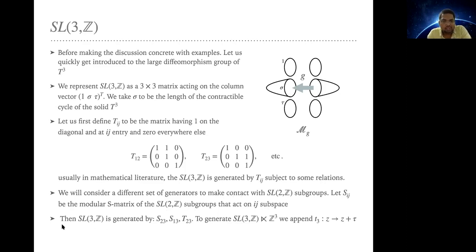And it turns out that the SL3Z can be generated by S23, S13 and T23. So just with these three generators, you can generate SL3Z. And we also want to generate the ZQ part, so we add to these generators a T3, which is the shift of z going to z plus tau. I call it three because tau is the third guy. So it's a very compact way of generating SL3Z.